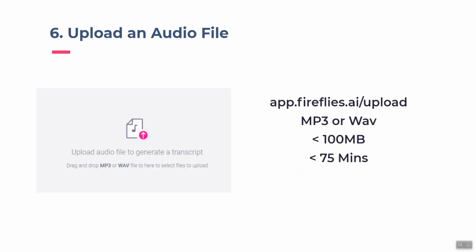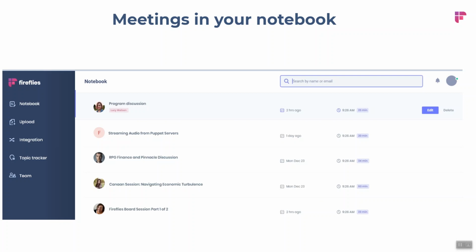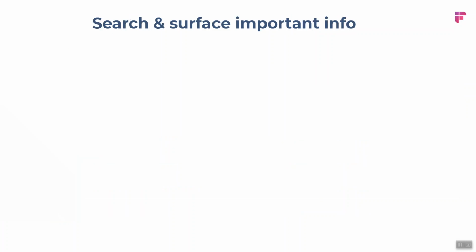You can also upload audio files for, let's say, a meeting that you've recorded but you forgot to invite Fireflies to while that meeting was happening. You do that on app.fireflies.ai/upload. The restrictions are it needs to be an MP3 or WAV file. It has to be less than 100 MB and less than 75 minutes for it to be captured. After your meeting is done, it'll be stored in your notebook that you can review and search.